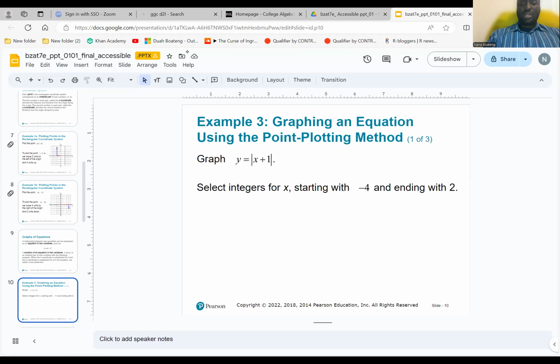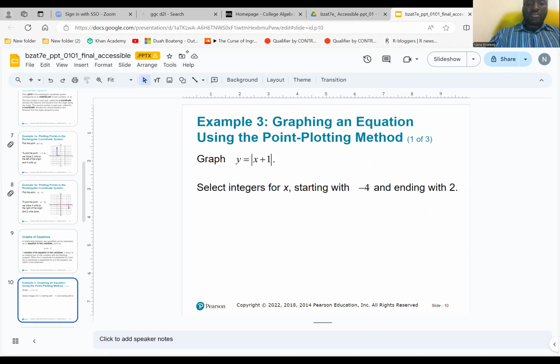For example, first of all, we want to graph this equation, y = x + 1. And we're going to select values from -4, ending with +2. But generally, if you have any equation and you'd like to graph it, you can select x values from -5 to +5, and you can find the corresponding y values. Then afterwards, you plot those points on the graph, then you join them. So let us try to graph this.